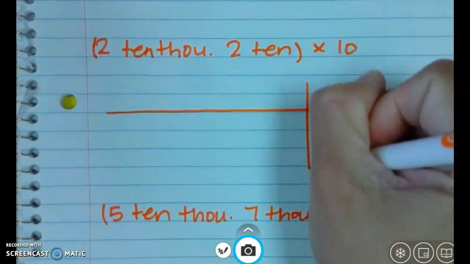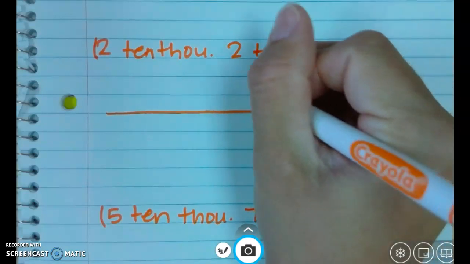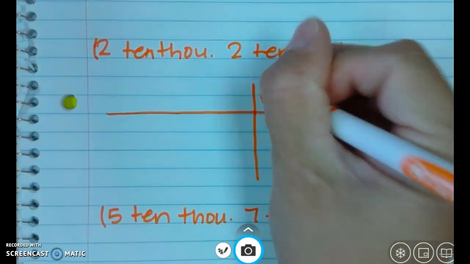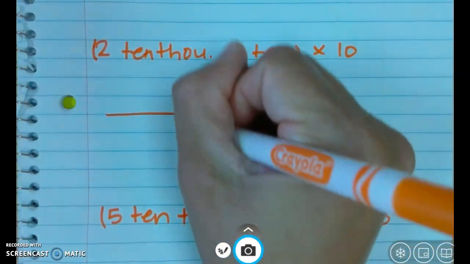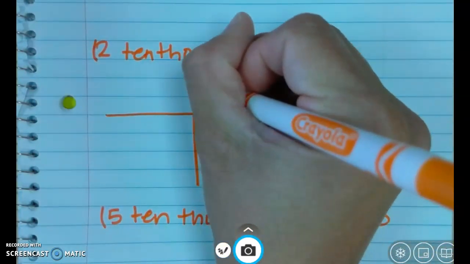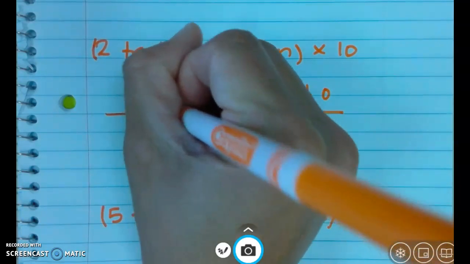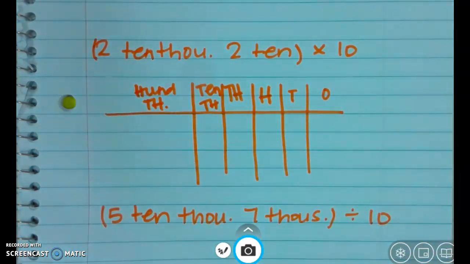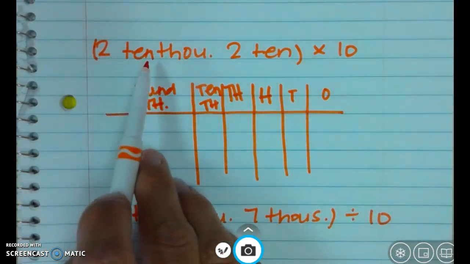So I'm going to want a place value chart that has a ones place, a tens place, a hundreds place, a thousands place, a 10,000s place, and then my 100,000s place. Just abbreviate. So now that I have my place value chart set up, I'm going to enter the numbers that I have. So I'm going to start with 2 10,000.